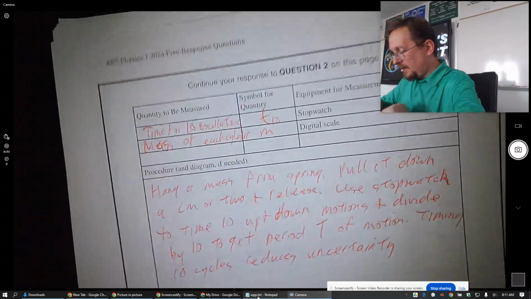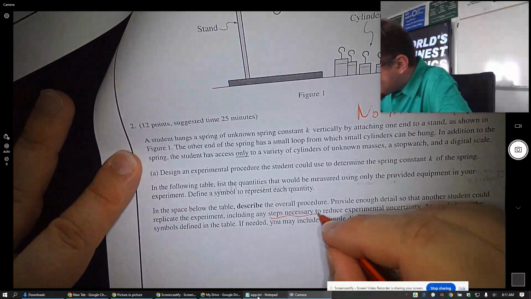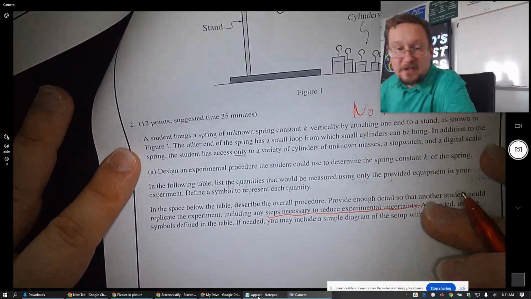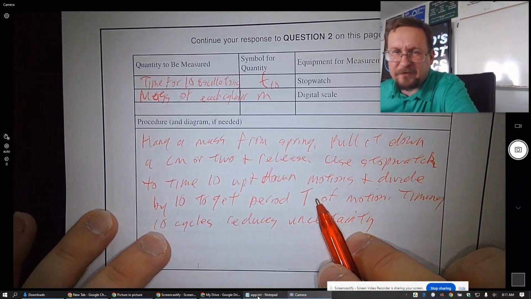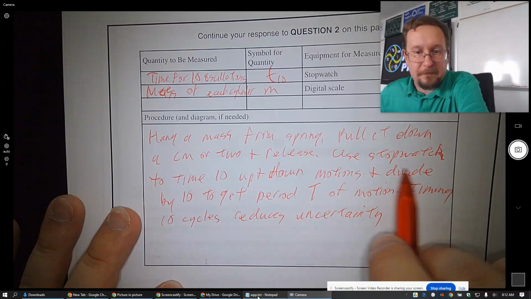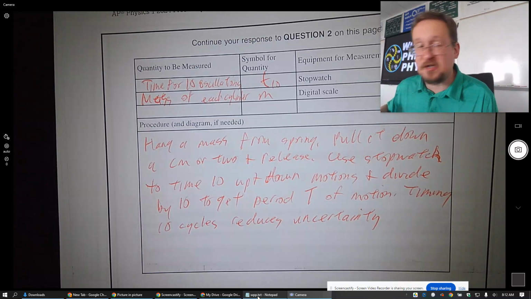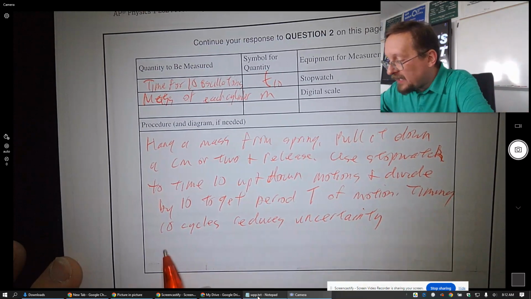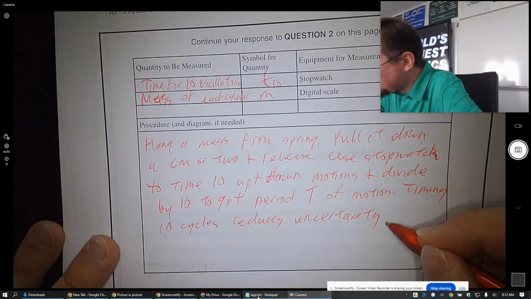uncertainty. Does it say that? Like any steps to reduce experimental uncertainty, including steps necessary to reduce experimental uncertainty? Just so you know, I specifically said, like most readers, well, I can't give the readers that much credit, but readers should be able to see, use the stopwatch to time 10 up and down motions, divide by 10, and be like, oh yeah, that reduces experimental uncertainty. I don't trust them that much. Okay, so I actually tell my students to explicitly say, this is what I'm doing to reduce experimental uncertainty.